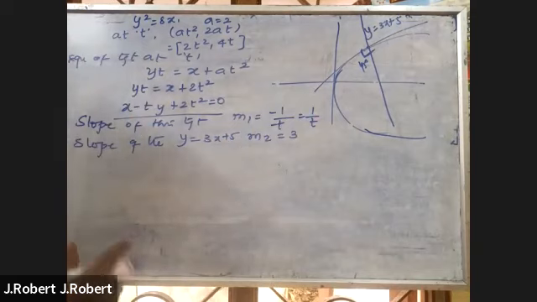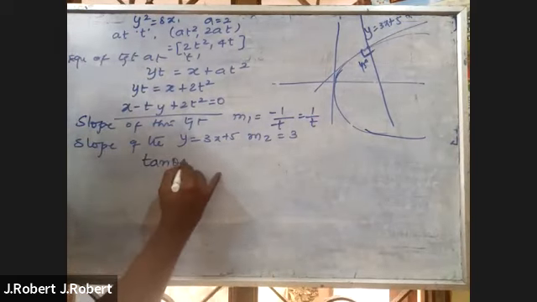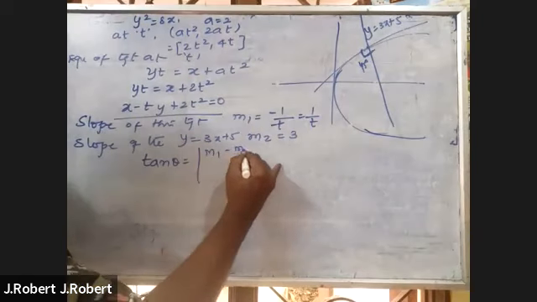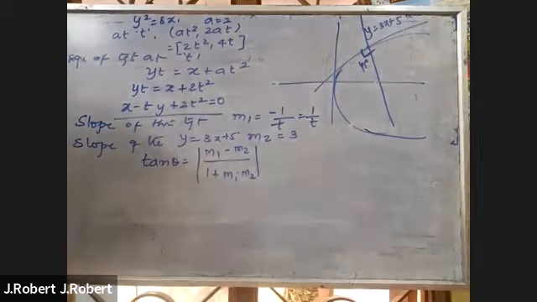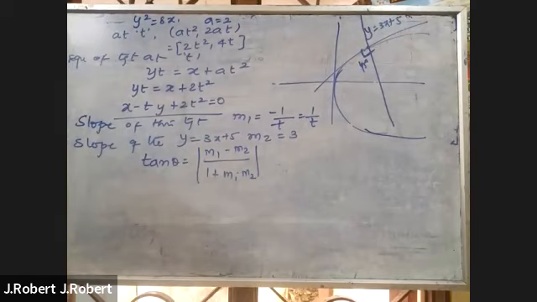So we have found the angle between formula. Tan theta is equal to m1 minus m2 divided by 1 plus m1 into m2. Right? You may have studied this in 11th standard or 10th standard, the angle between the curves. So tan theta equals m1 minus m2 divided by 1 plus m1 m2.